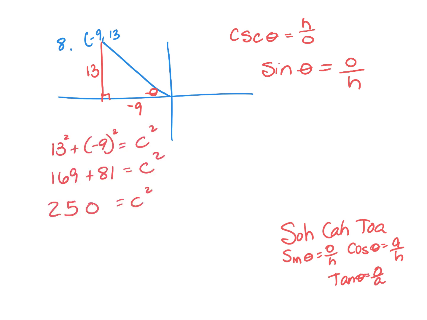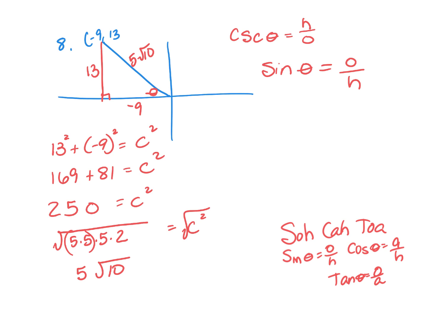So when I find the hypotenuse, I get 250 equals c squared. 250 is not a perfect square, so I've got to factor 250 and see if anything comes out of the hood. And I get 5 times 5 times 5 times 2. And if you did a factor tree, that's what you would get. So I can pull out one 5, and what's left under the hood is a 10. So the hypotenuse is 5 root 10.